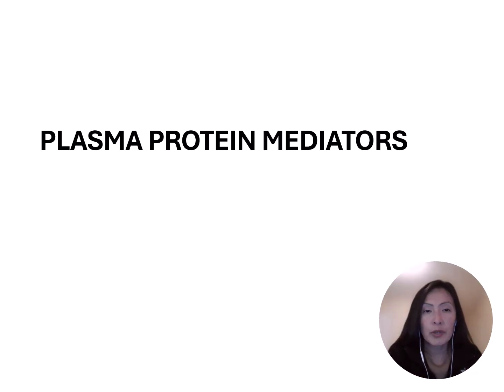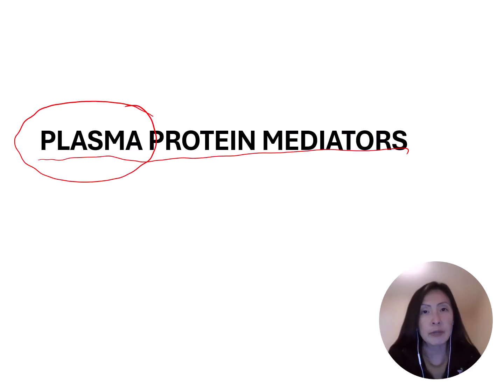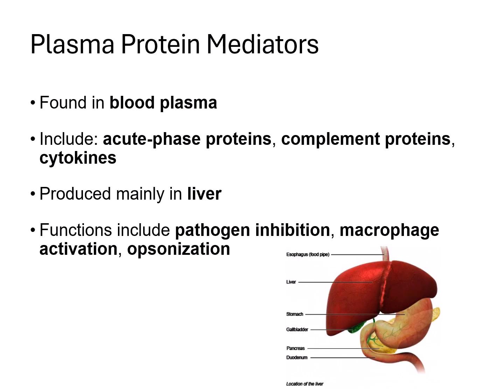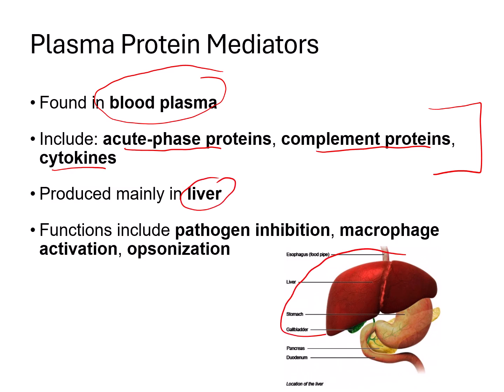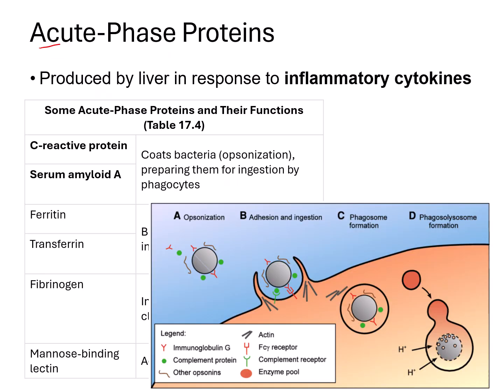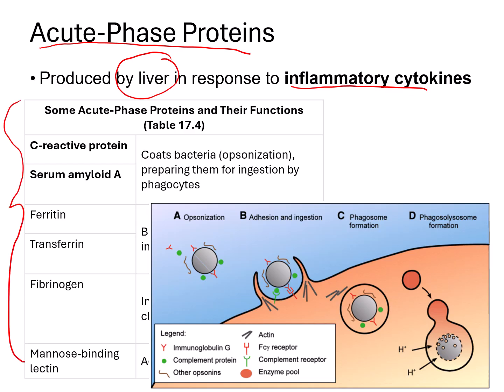All right, now we're going to move forward and look at our plasma protein mediators. And as indicated in the name, they are found in our blood plasma. So plasma protein mediators will include three categories: acute phase proteins, complement proteins, and cytokines. These are mainly produced in the liver, and they will circulate in the blood and can rapidly amplify our immune responses. Let's start by looking at our acute phase proteins. These are made in the liver in response to inflammatory cytokines. So there are many different types that are described in Table 17.4 from our book.